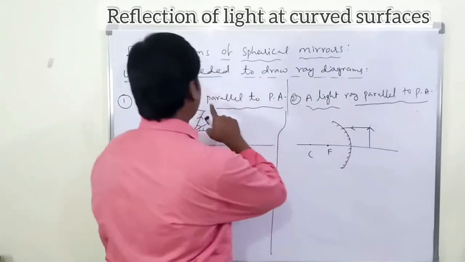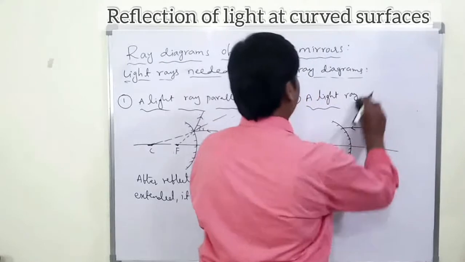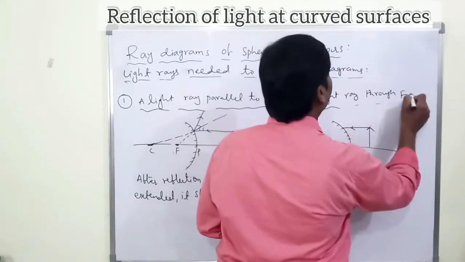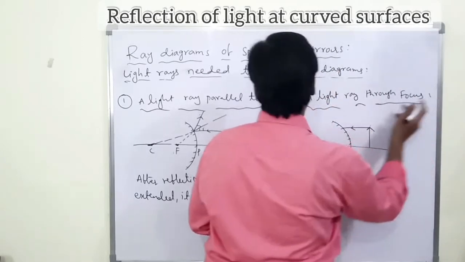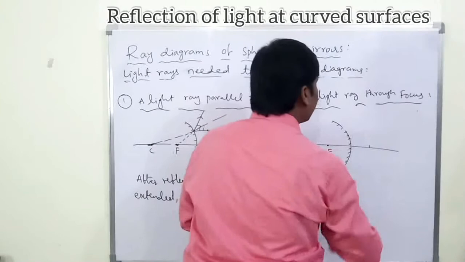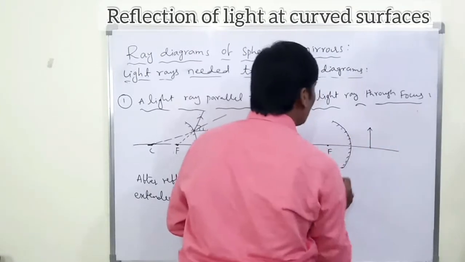Sorry, the first light ray is parallel to the principal axis. Next, the second light ray is a light ray through the focus. Because parallel to the principal axis is over, next, through focus, we have to take the light ray, and that light ray is literally passing through focus.